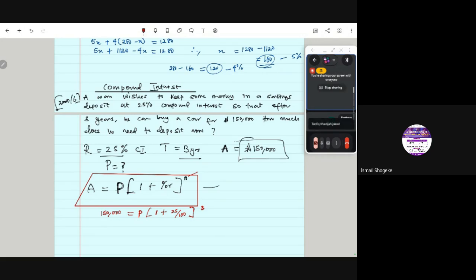So the reason why simple interest is different from compound interest is exponential. Compound interest is exponential.